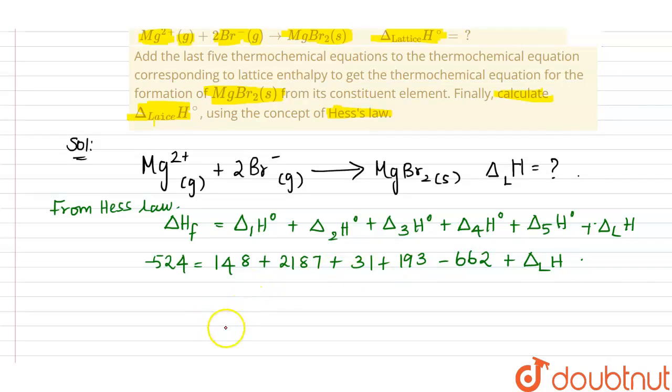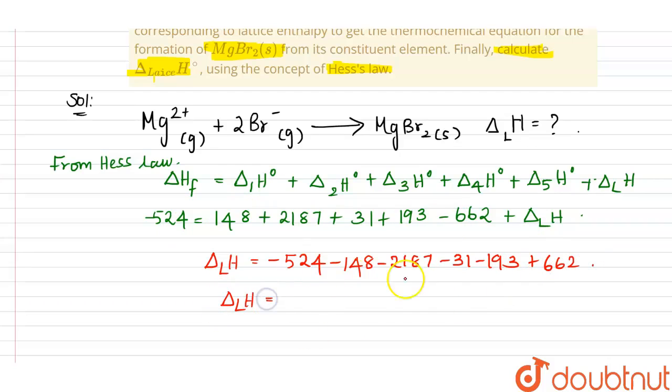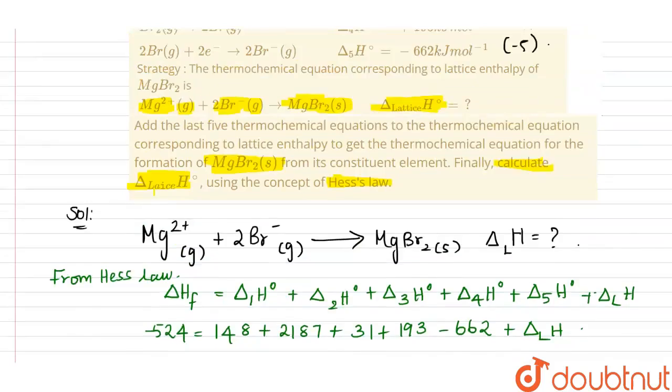From this we can find del LH. Shifting everything to the other side, the lattice enthalpy equals minus 524 minus 148, minus 2187, minus 31, minus 193, and plus 662, since that value was negative. Simplifying these numbers, we get minus 2421 kilojoule per mole. So the lattice enthalpy value is minus 2421 kilojoule per mole, which is the answer.